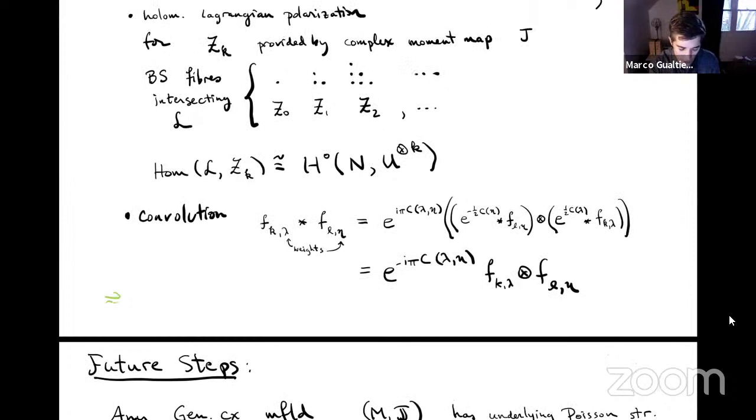So the result of this is that you get a non-commutative algebraic toric variety. This is a kind of quantization of the complex structure of the toric variety.